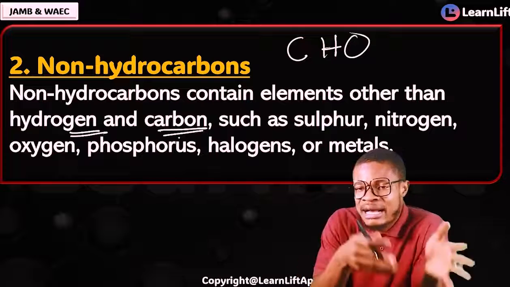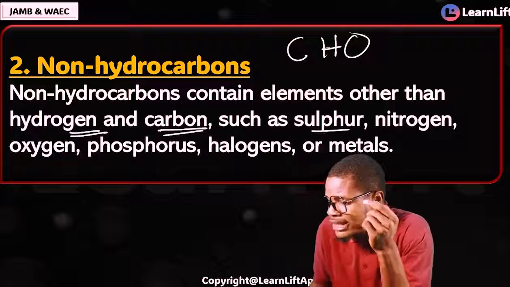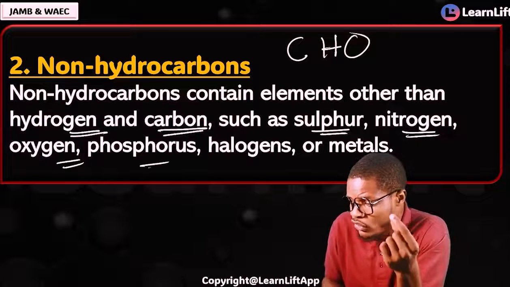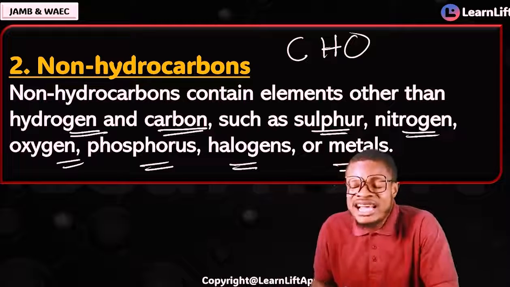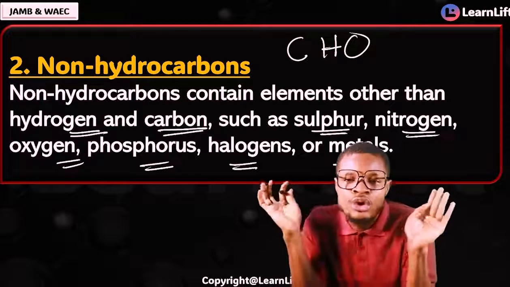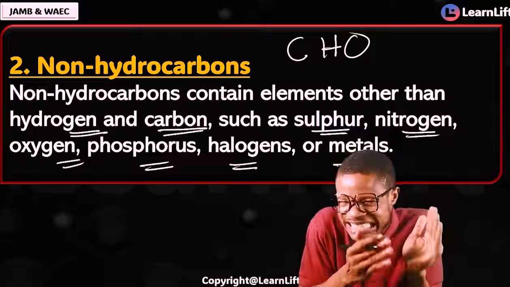Carbon. So aside from carbon and hydrogen, if they have other elements, even if it's just sulfur that is there, it is non-hydrocarbon. If it is nitrogen, non-hydrocarbon; oxygen, phosphorus, halogen, metal. In answer, if you have any other thing in addition to it, what are you? Non-hydrocarbon.